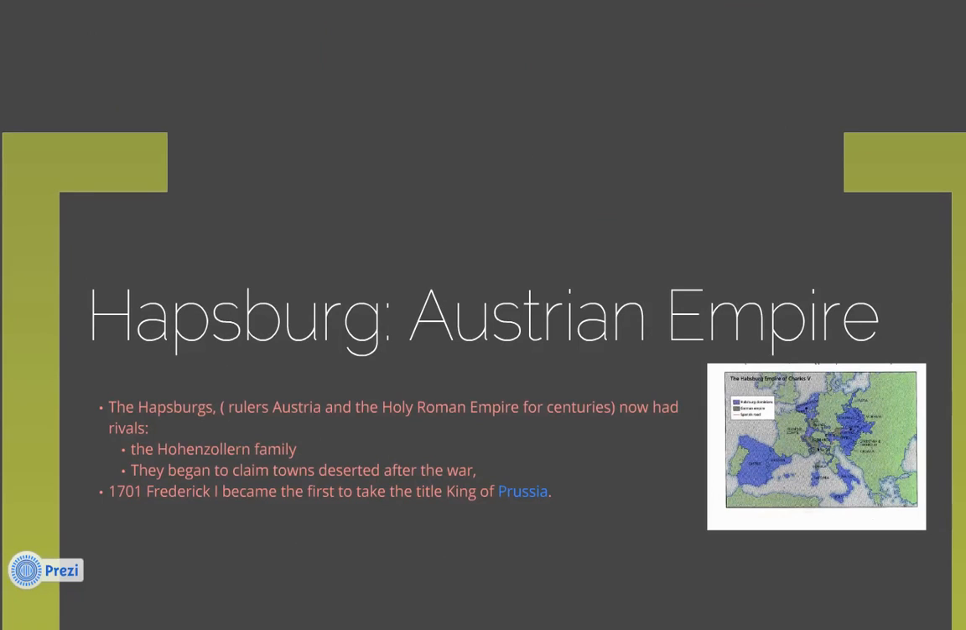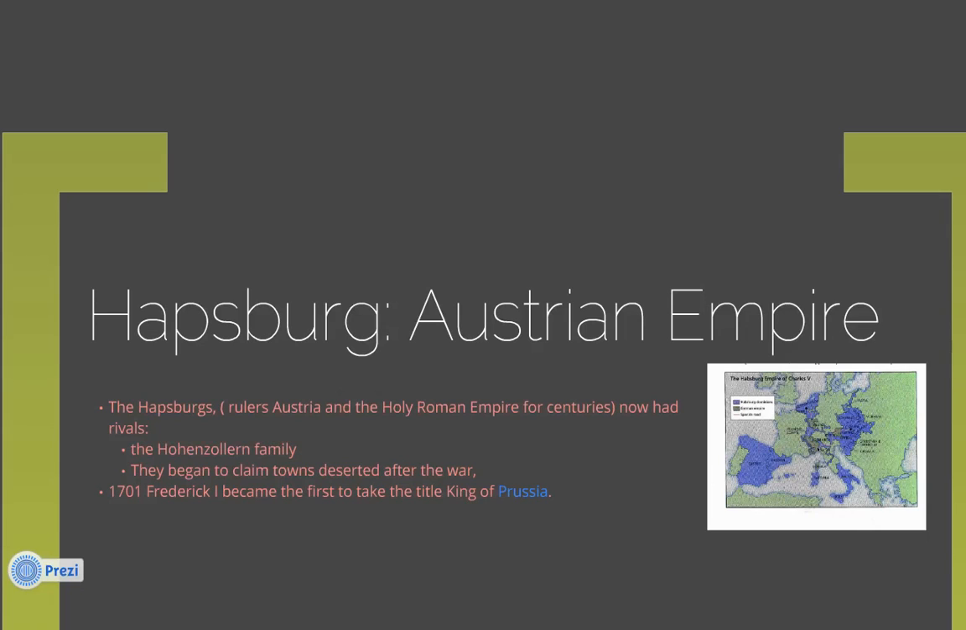Couple of things. The Habsburgs. They are the Austrian Empire. The Habsburgs are going to be rulers in Austria and the Holy Roman Empire. But eventually they are going to have rivals or enemies. The Hohenzollern family is going to rise up against them, and they begin to start claiming the towns that were deserted after the 30 Years' War.